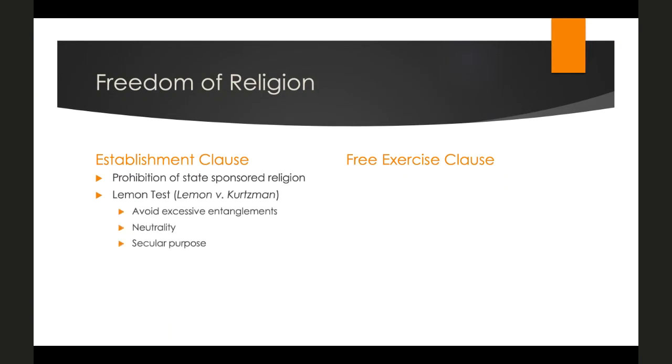In 1971, the Supreme Court case Lemon v. Kurtzman established what's known as the Lemon Test, which is a three-part test to determine basically if the government action is violating the Establishment Clause. First, the action or law must not lead to excessive government entanglement with religion. In other words, policing the boundary between government and religion should be relatively straightforward.